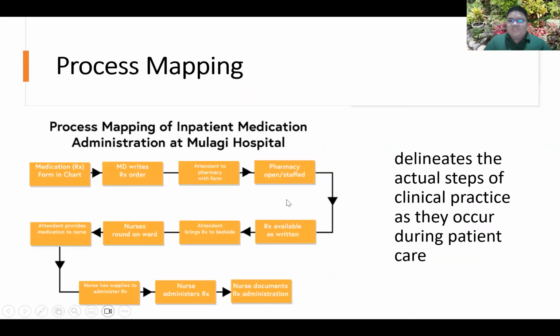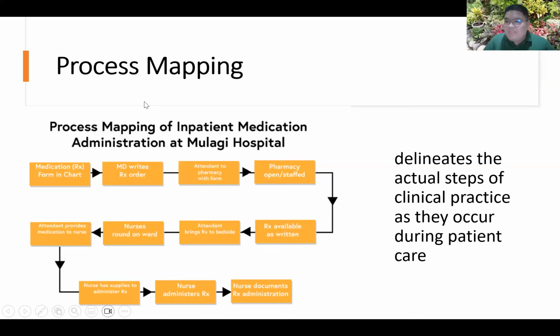Now, let's try to differentiate. No? Plus, tignan nyo itong process map. Okay? Try to look at the process map example here that I am sharing to you. You can see that the nurse would check the medication form in the chart, the physician would write the order, then the attendant will go to the pharmacy with the form, the pharmacy will open, the prescription available is written, the attendant brings written prescription to the bedside. So class, kung titingnan nyo, parang step by step on how to get the medications from the pharmacy papunta sa pagbigay ni patient ng meds, papunta sa pag-document.